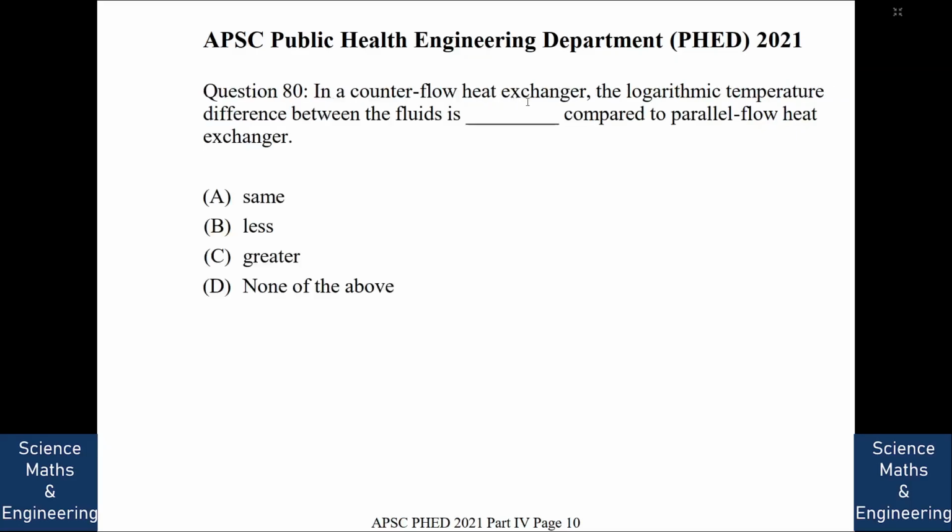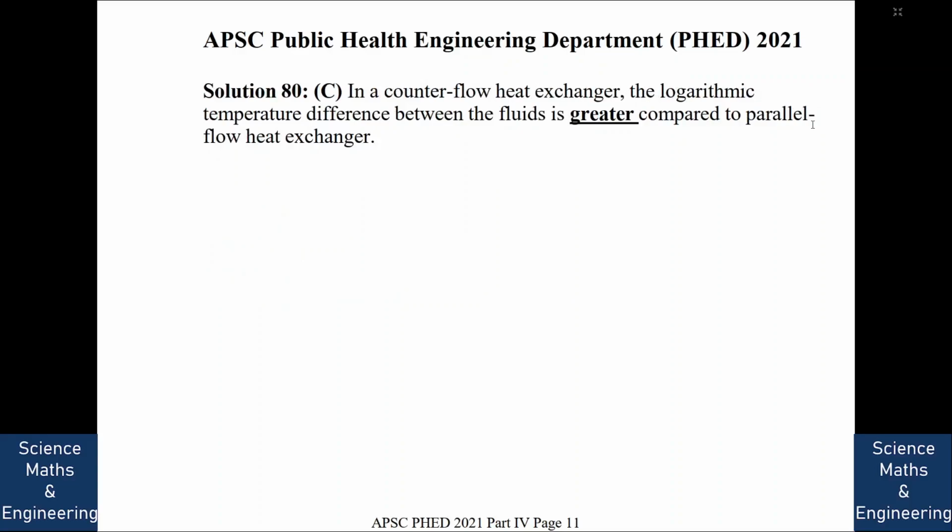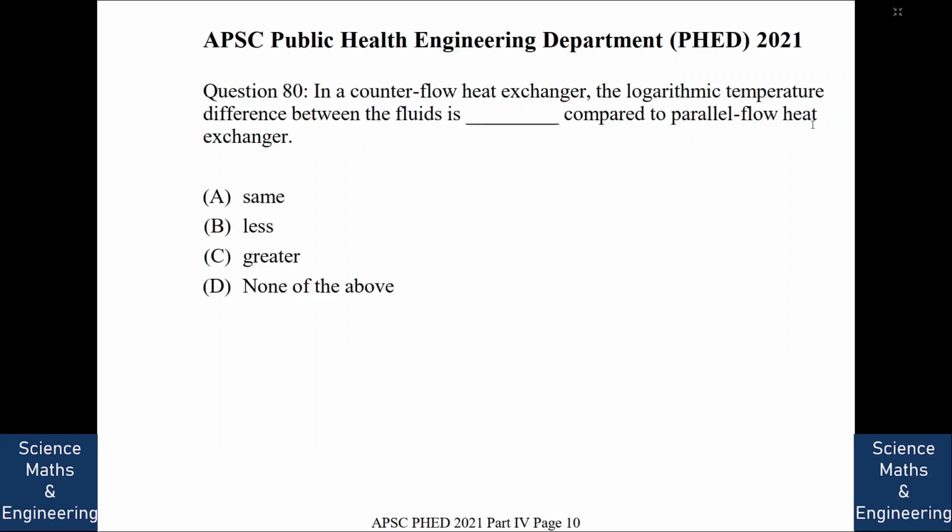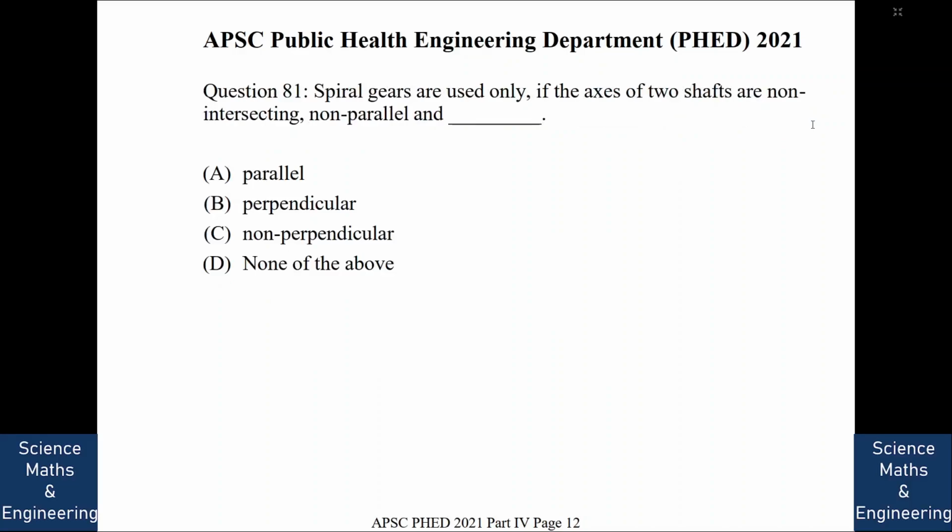In a counterflow heat exchanger, the logarithmic temperature difference between the fluids is dash compared to the parallel flow heat exchanger. So the answer is that in counterflow heat exchanger, the log mean temperature difference between the fluids is greater. So counterflow, we have greater, the cold fluid gains more heat and the hot fluid loses more heat. So it has a greater log mean temperature difference compared to the parallel flow heat exchanger. We'll go to the next question.